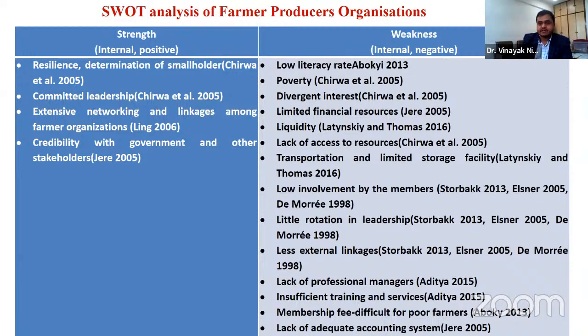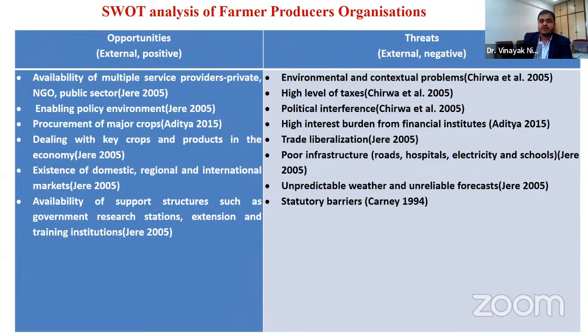When we are living in Delhi and there is a product from an FPO, we prefer that product rather than a multinational brand. That means there is some credibility of FPO products among urban consumers. These are the strengths of these FPOs. Weaknesses are mostly related to literacy, poverty, politics, lack of professionalism, insufficient training, etc. There are many weaknesses, but of course there are opportunities also.